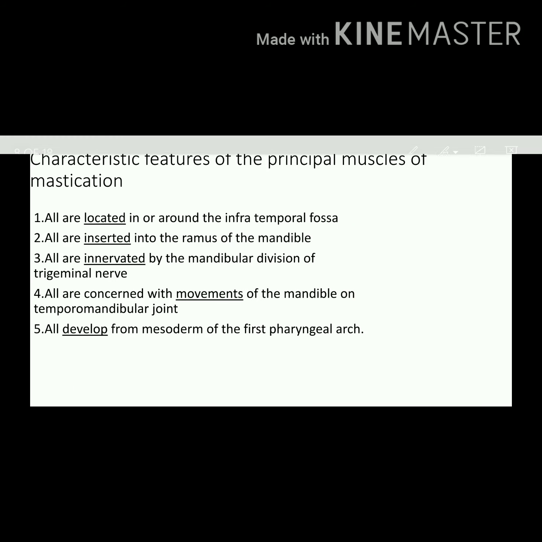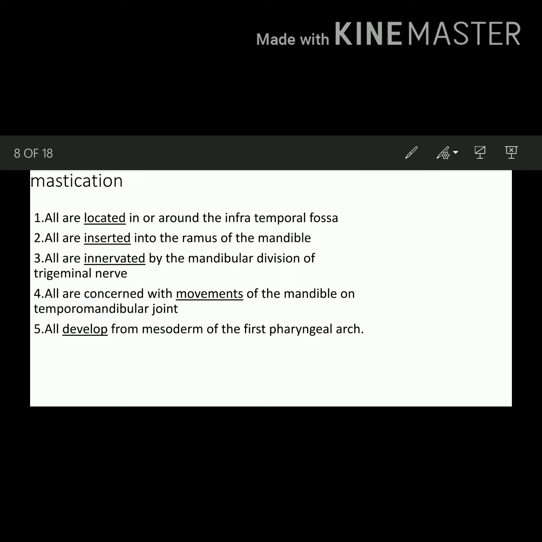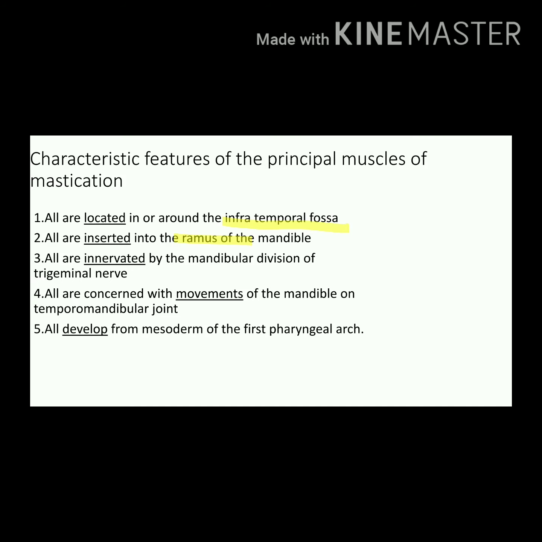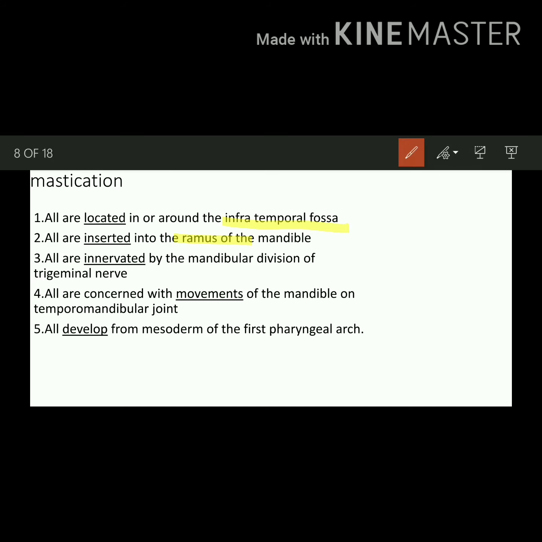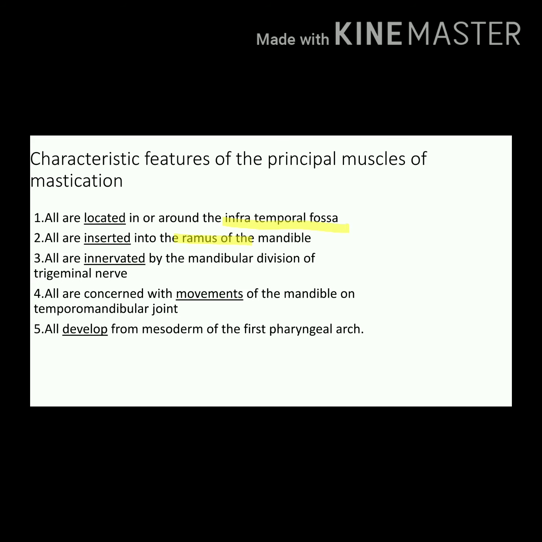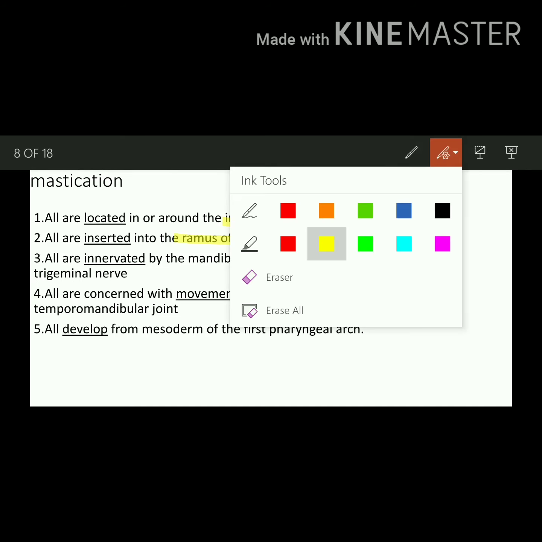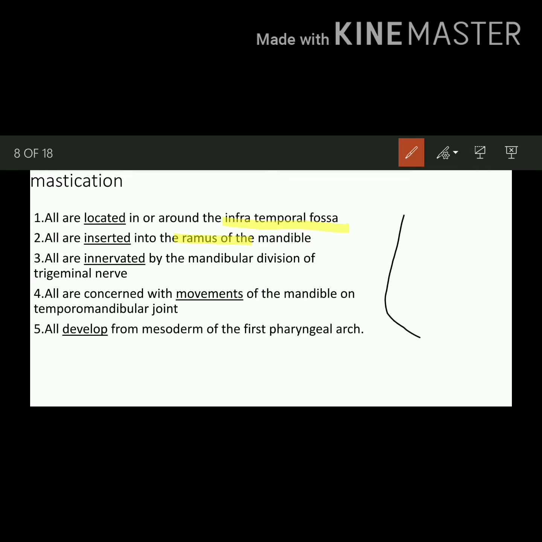Now, what are the characteristic features? As we have some characteristic features related to hamstring muscles, likewise, the muscles of mastication are located in the infratemporal fossa. They are inserted into the ramus of mandible. When we take the ramus of mandible, let us say this is the condyle of mandible, coronoid process of mandible, this is the ramus.